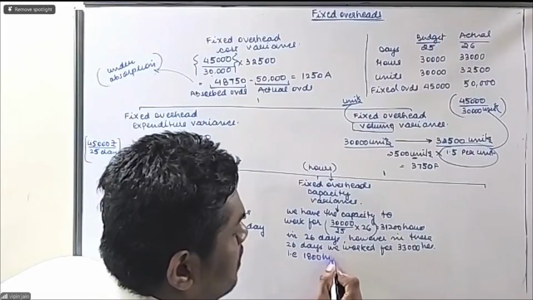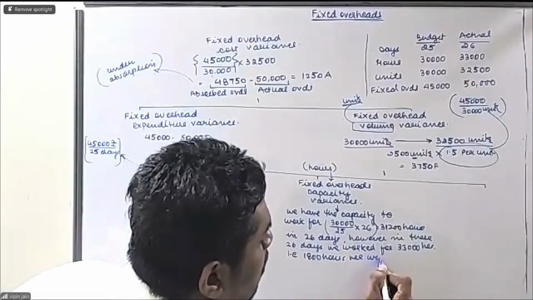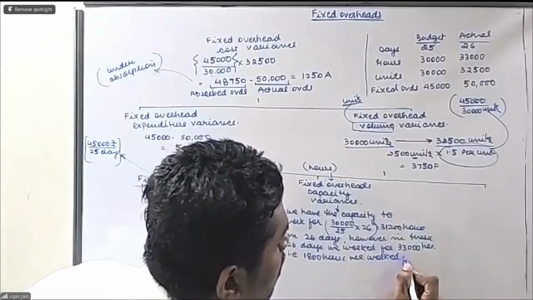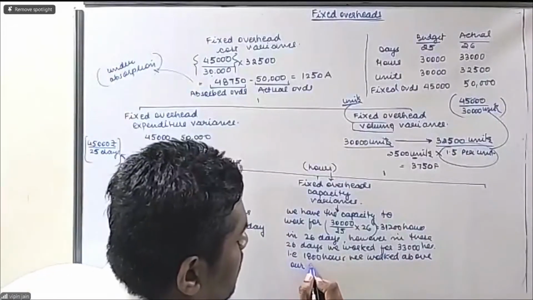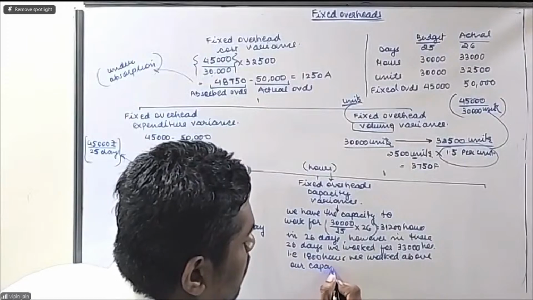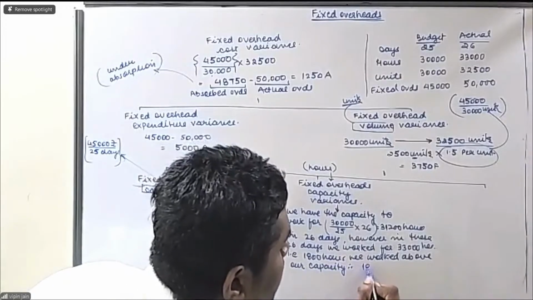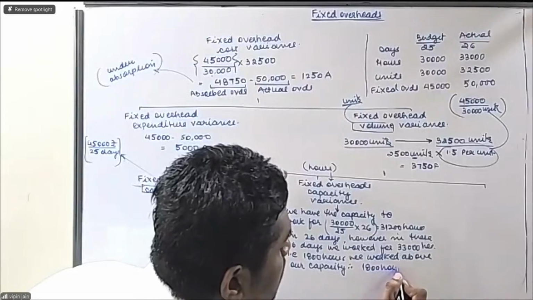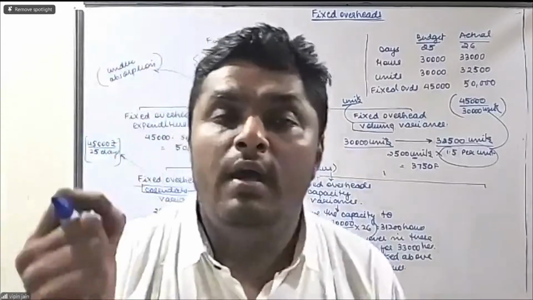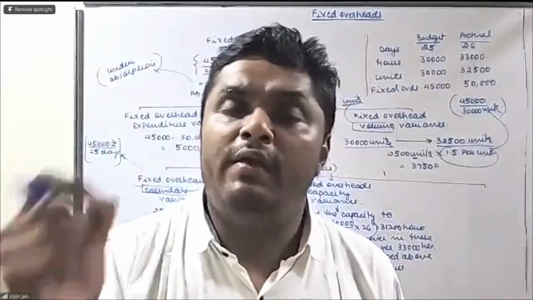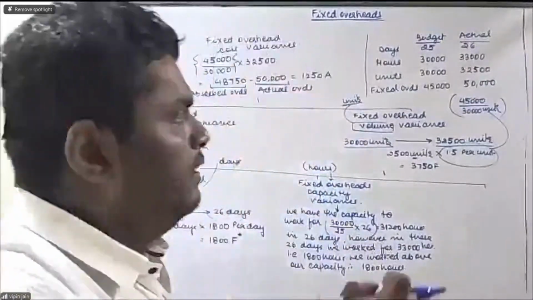1800 hours we worked above our capacity. Therefore, 1800 hours. Since it is hours, we'll be taking the rate per hour. Very simple, guys. Since it is hours, so we'll be taking the rate per hour.